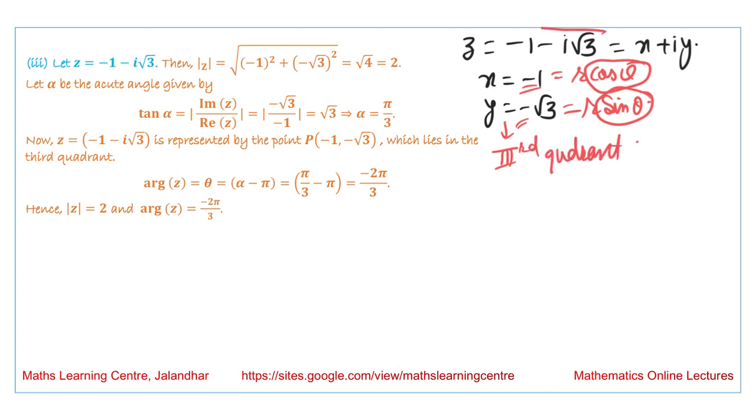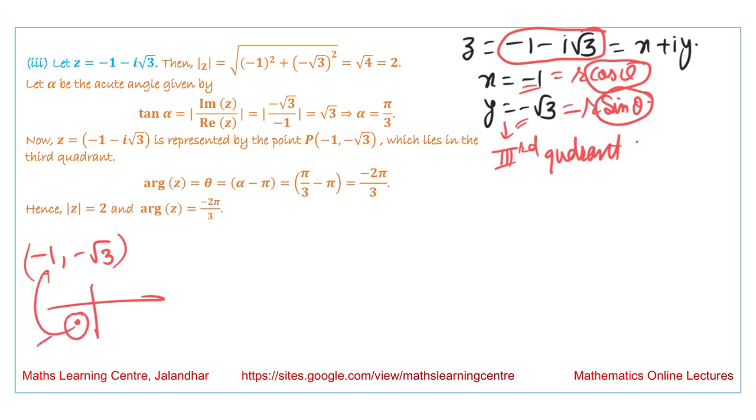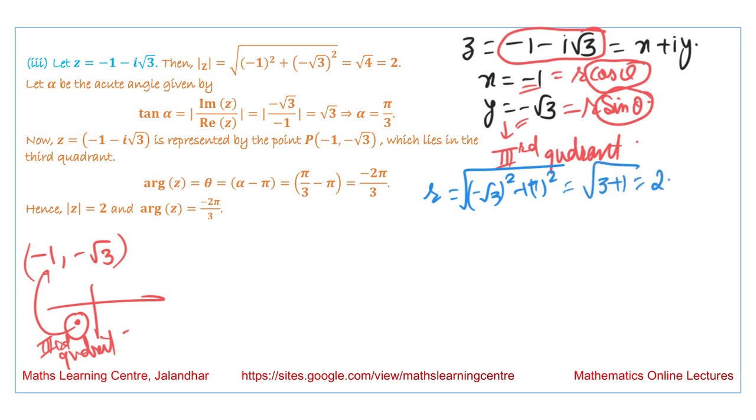This we can also see here: if we plot the number minus 1 minus root 3, that number will lie somewhere here in the third quadrant. So first of all, we have to calculate the value of r. That will be the square root of minus root 3 whole square plus minus 1 whole square, that is the square root of 3 plus 1, that is equal to 2.